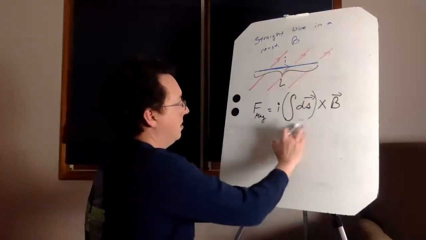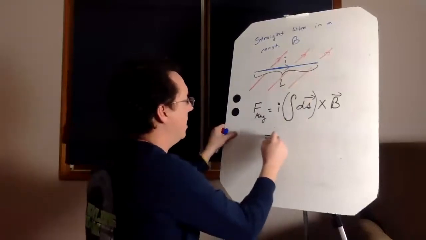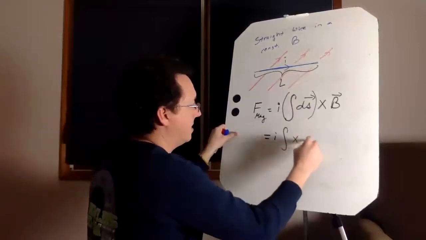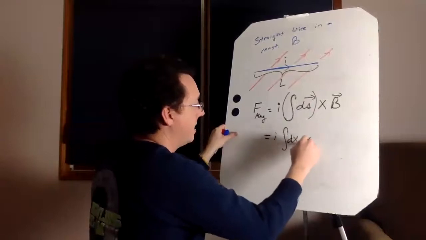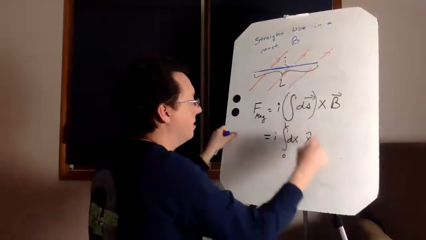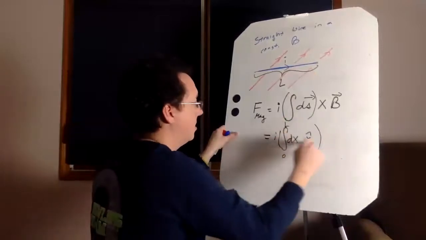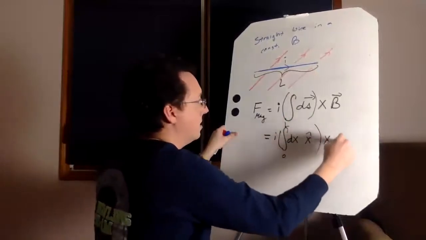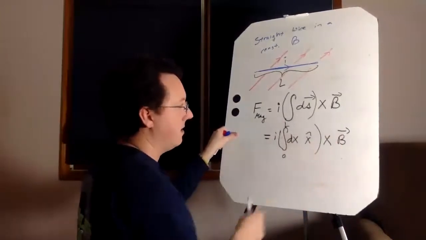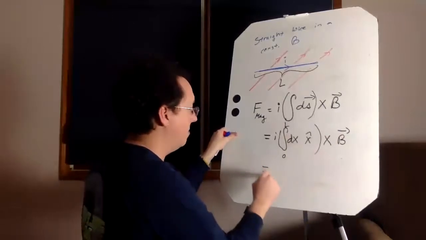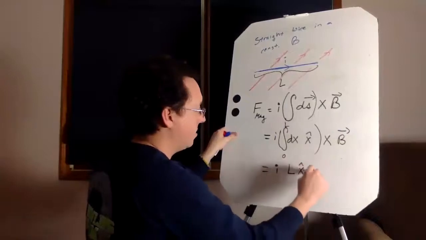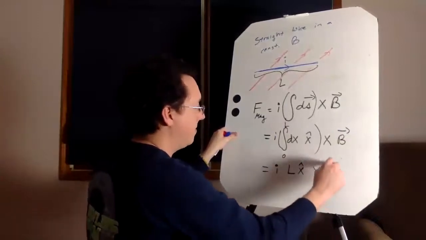Well, so writing that down, that's going to be I times the integral of dx x hat, because I oriented it along the x-axis, and we'll say it's from 0 to L, cross the magnetic field. But the unit vector x hat is constant, so that doesn't have anything to do with the integral. And this becomes I times L x hat cross B.